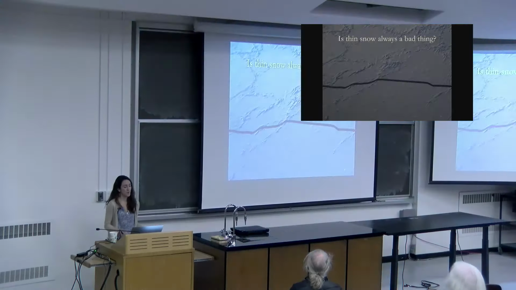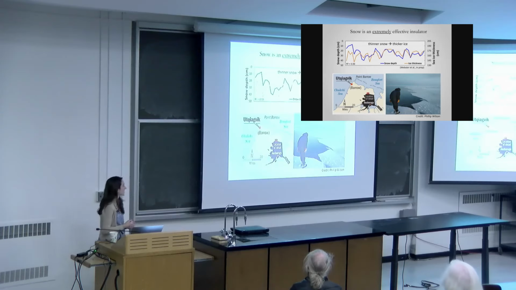But is thin snow always a bad thing for sea ice? And the answer is no. Thin snow can be a really good thing for sea ice depending on when it's there. So what I'm going to show here is an example of what a thin snow cover does over the course of a sea ice growth season.